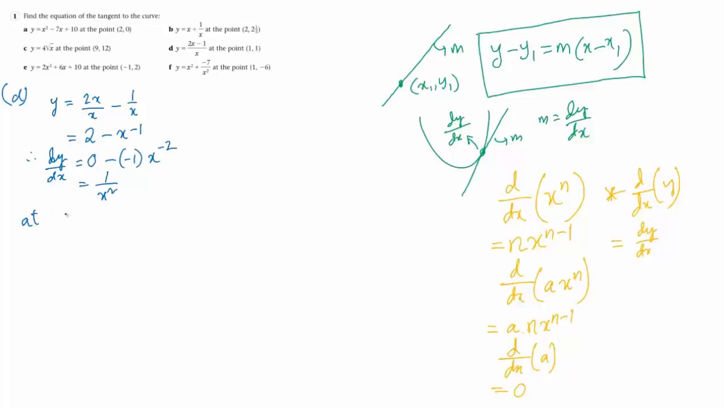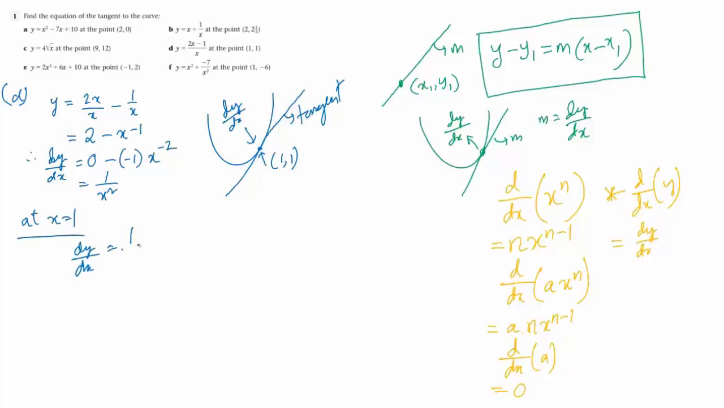So at the point (1, 1), we have this curve again, just any arbitrary curve. That's not the exact curve, but for an idea, it helps us. This is the gradient at a particular point, so we need to find the gradient at the point (1, 1), and this is the tangent that we are talking about. At the point, the x coordinate is 1. So dy by dx equals 1 by 1 squared, which is 1. So the gradient of the tangent is 1 because it is the same as the gradient of the curve.